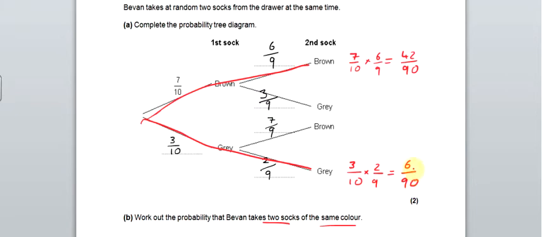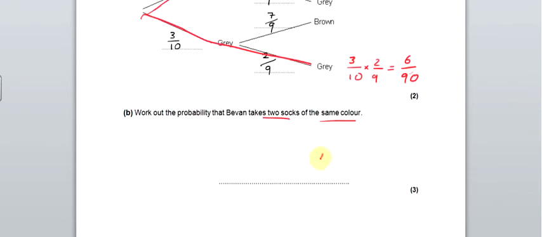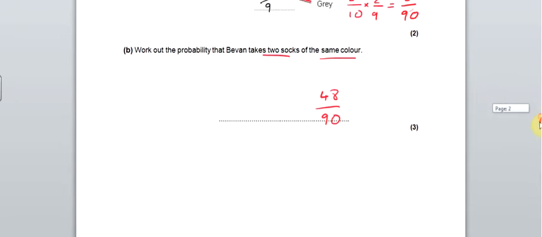And here is the reason why you don't need to bother cancelling: if you leave them as they are, you will find that they all turn out to have a common denominator. If you simplify them, you might find they don't. So here we've got 90ths, so we're going to add them up. 42 90ths and 6 90ths makes 48 90ths. And the question doesn't say simplify it, so don't bother, don't waste your time unless you've got a good reason for it.